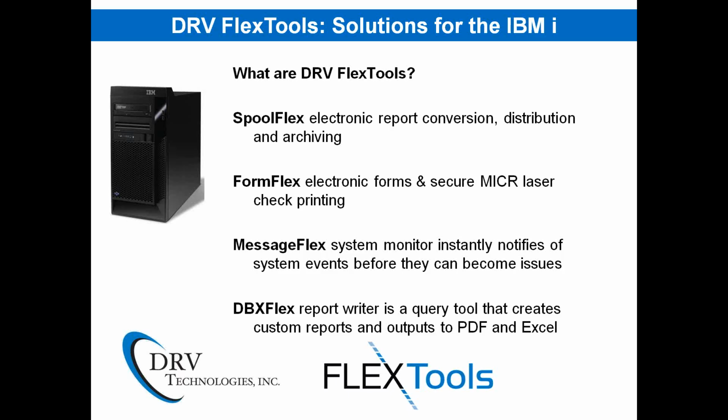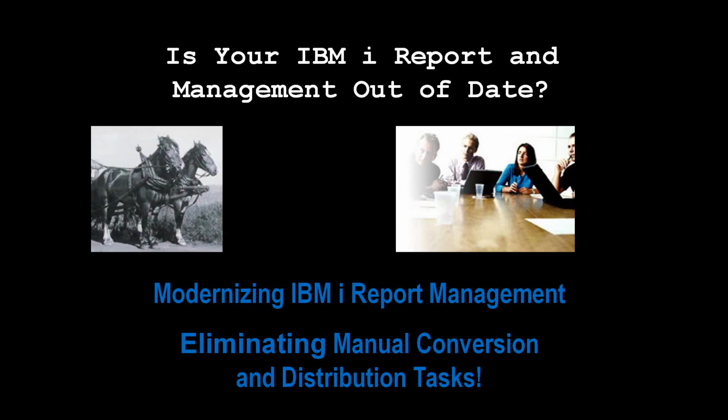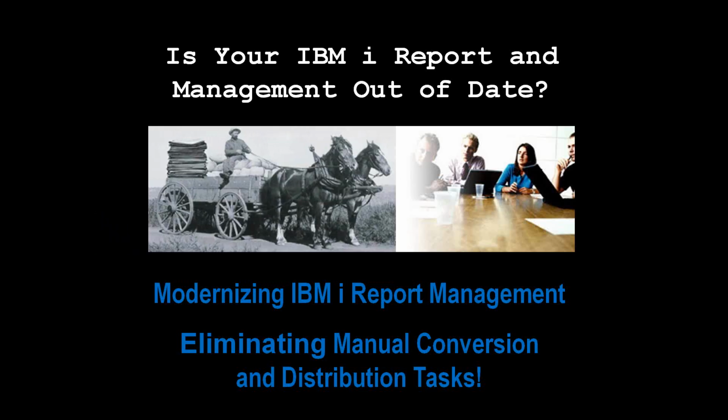Let's take a look at the concept of automating report distribution. Organizations today have an alternative to printing and manually distributing reports on hard copy. Exporting IBM reports to user-friendly formats like PDF and Excel allows for electronic distribution and archiving, which reduces printing and distribution costs and delivers critical data to the people who need it faster in a format they can use immediately.